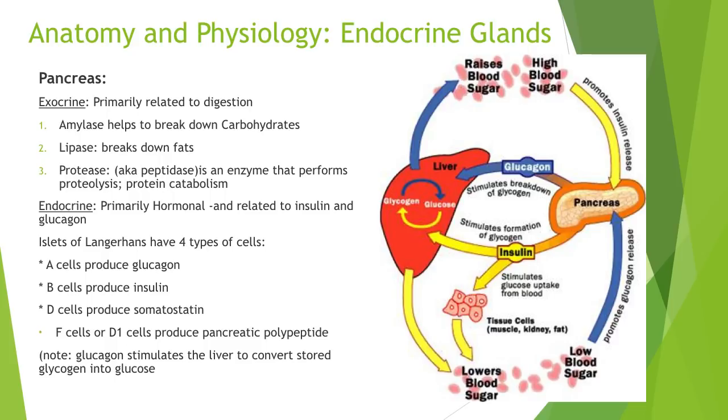In the islets of Langerhans, there are 4 different types of cells. Our A cells produce glucagon, our B cells produce insulin, D cells produce somatostatin, and our F cells produce pancreatic polypeptides. And we'll note that glucagon is primarily used to stimulate the liver to convert stored glycogen into glucose.